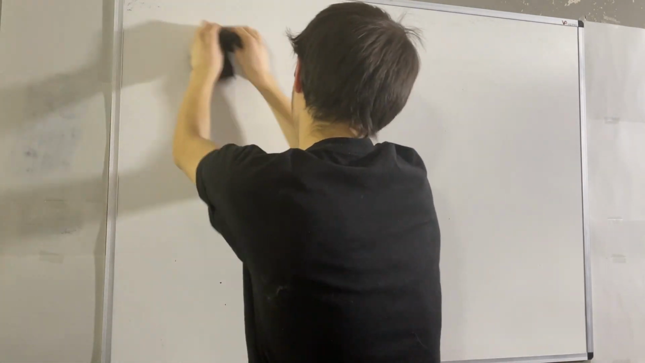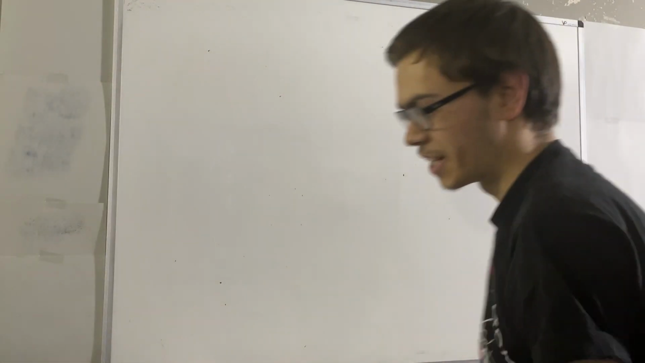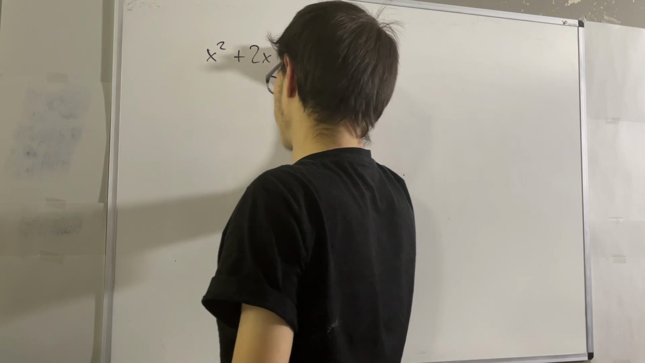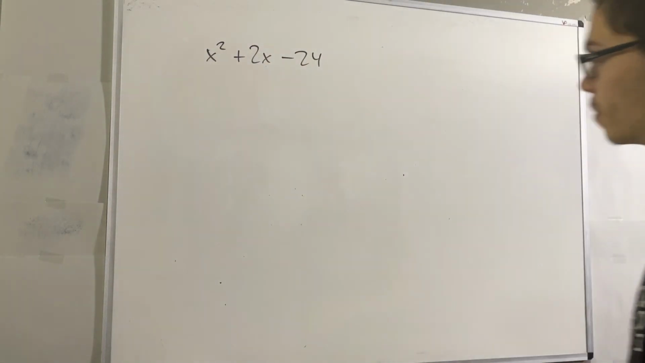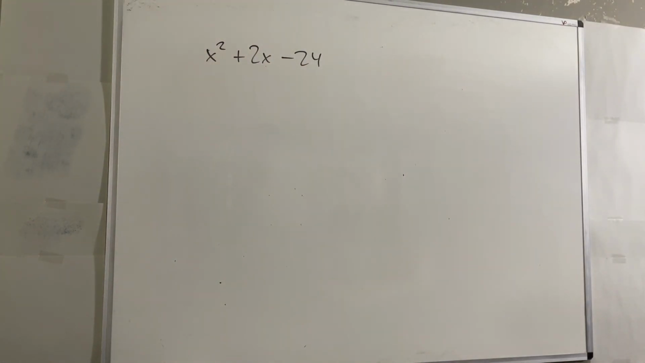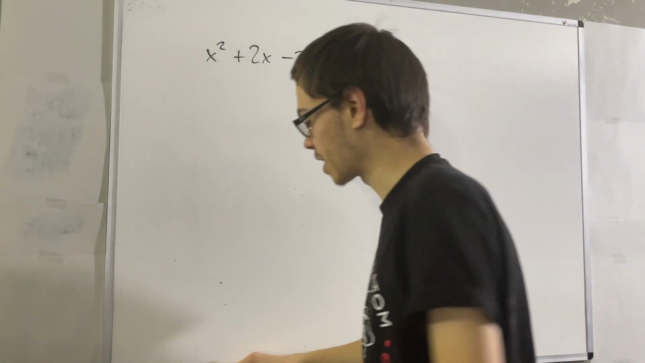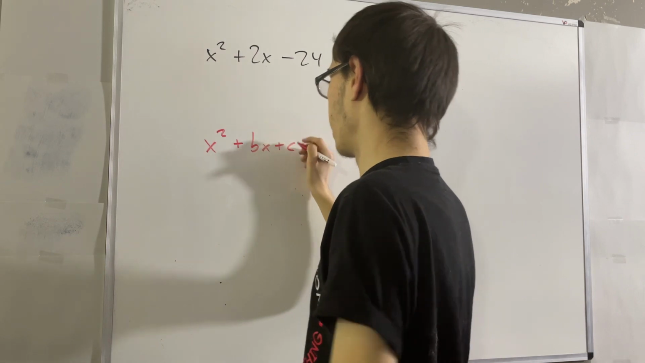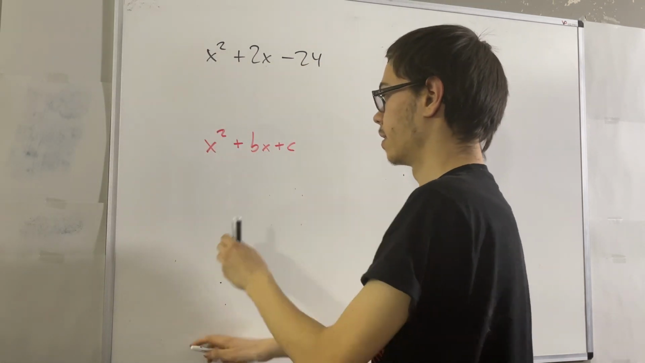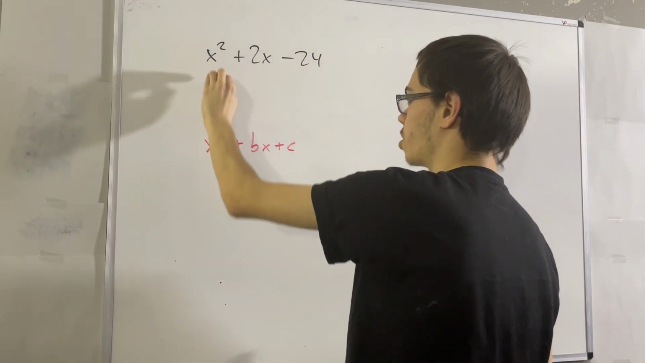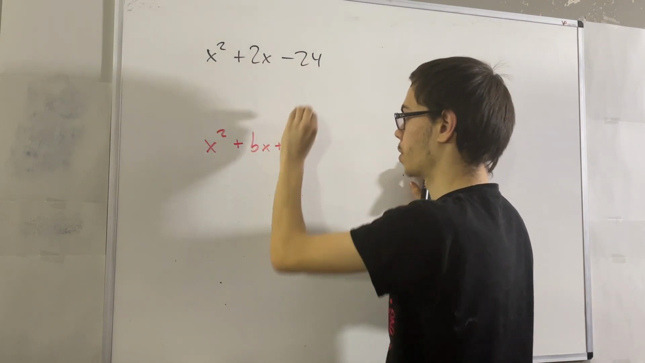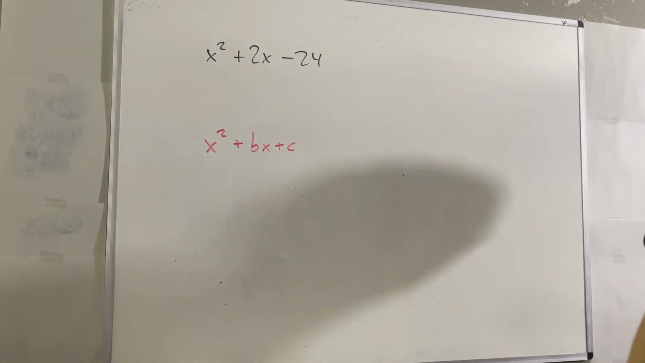Okay. So next we'll just move on to the next problem, which is x squared plus 2x minus 24. Factor this one completely. Again, it's in the form of x squared plus bx plus c, right? It's in this form because you can see x squared is just x squared, 2x is bx, and minus 24 is your c. So it is in that form.